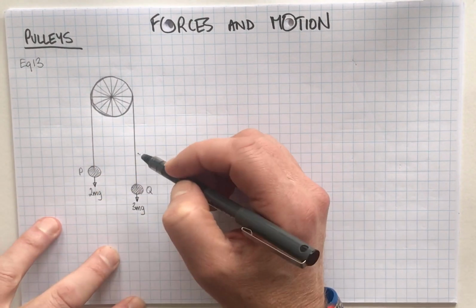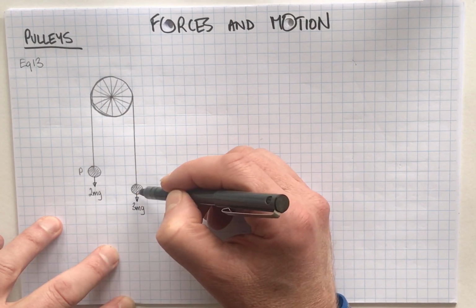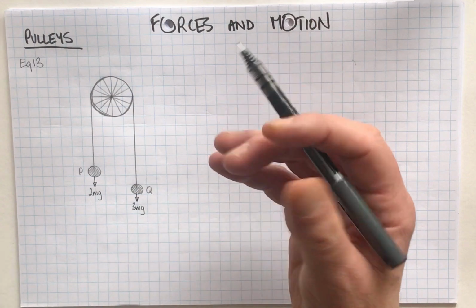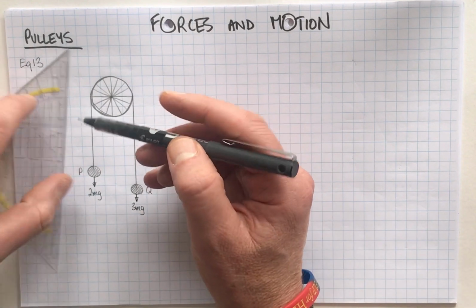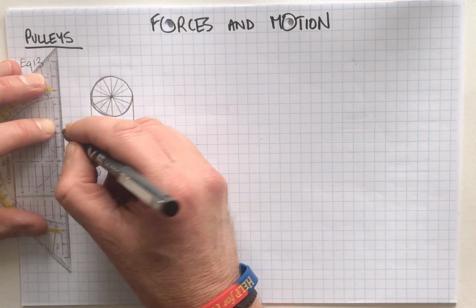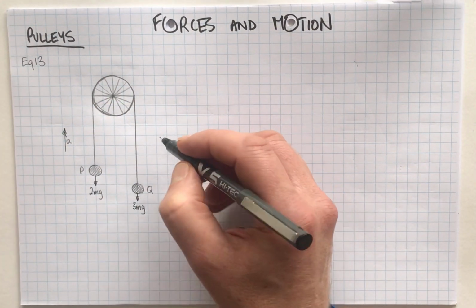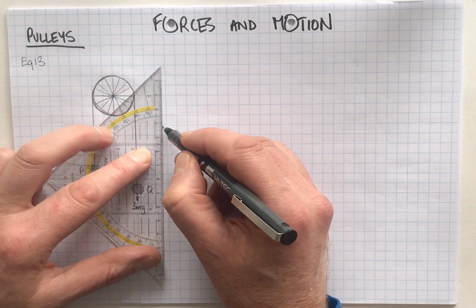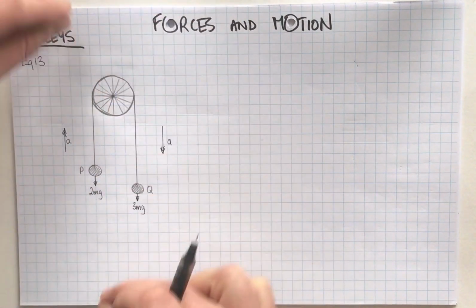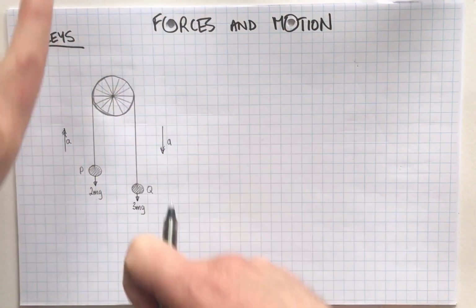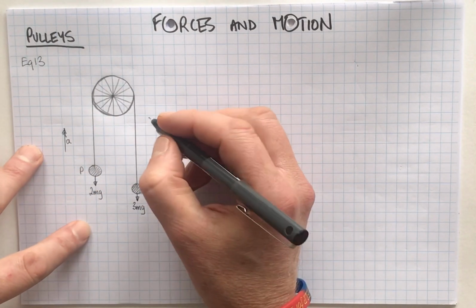Let's think about this one. Because this weight is lighter than this one, let's assume that once we let go it's going to move this way. It's going to accelerate this way. So this one is going to be accelerating upwards. So we need a little acceleration diagram, double-headed arrow. That's going to be A. Likewise, we need a little double-headed arrow coming down this way, because the motion's going to be going that way. What we also need here is some arrows for the tension in the string.